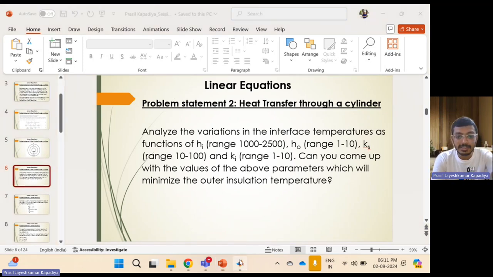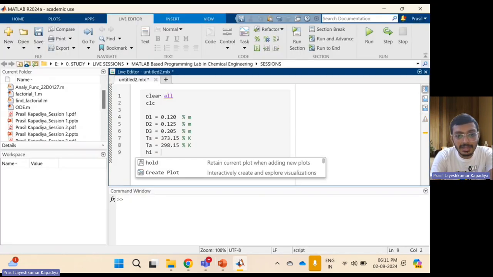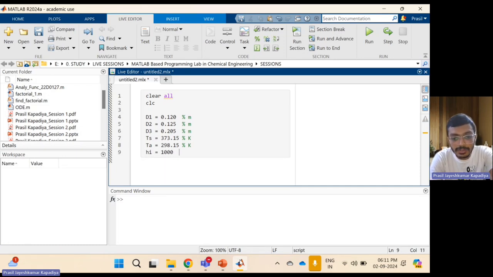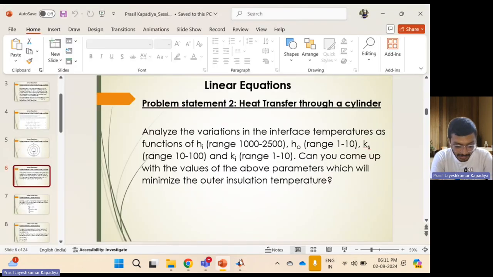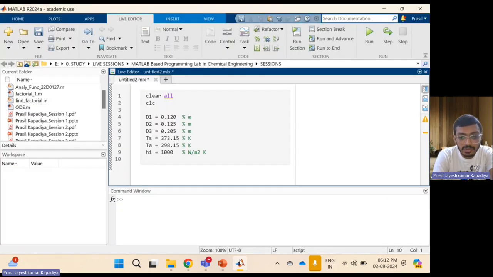Let's take it as 1000. HI is equal to 1000 with units of watt per meter square Kelvin. This is my HI. My H naught is 1. Okay. So H naught is equal to 1.